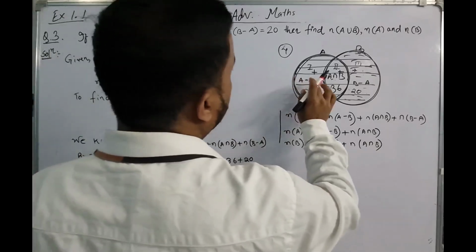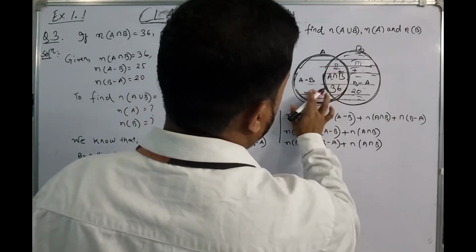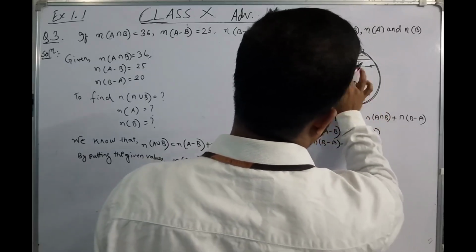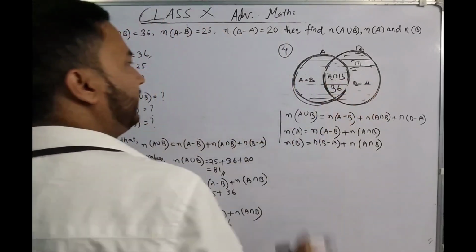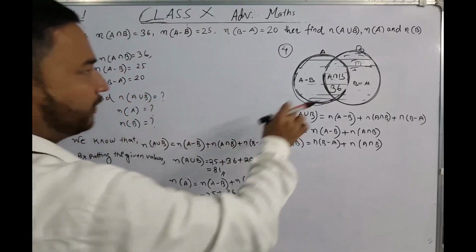Now you have to represent the A difference B. Which part will be A difference B? This part will be A difference B, and this part will be B difference A. And this part is A intersection B. So this will be the Venn diagram, and you can verify the numbers we got in question number 3 from these parts.